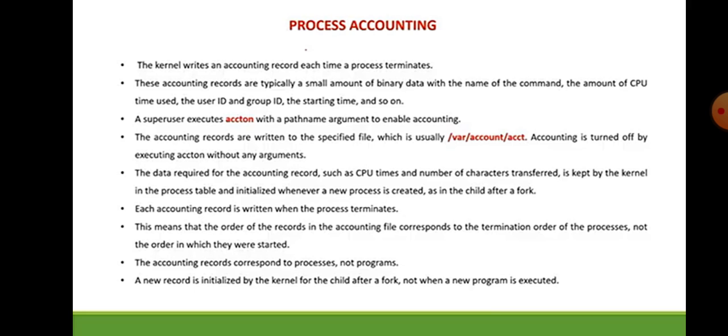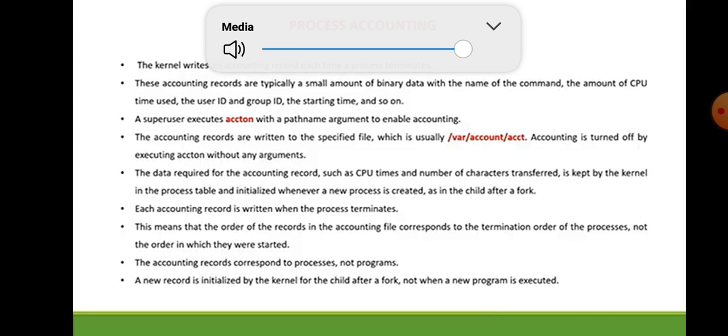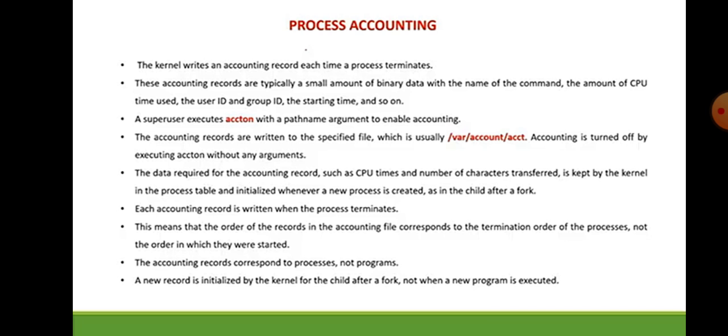This will be the continuation of Module 4, chapter of process control, and here we will be looking into the topics of process accounting, user identification and process times. So we'll start with process accounting.